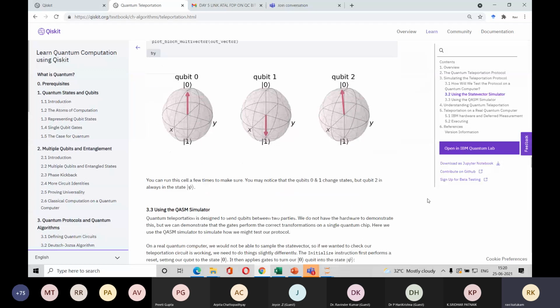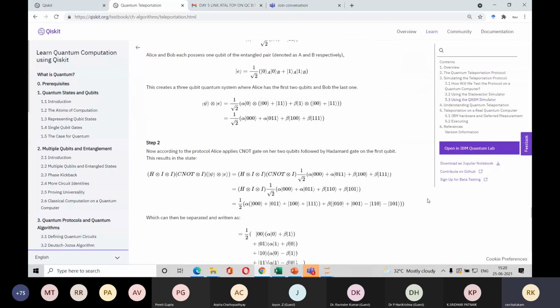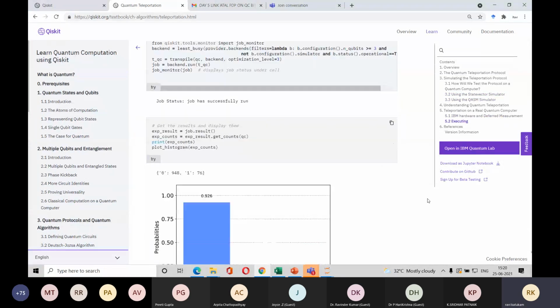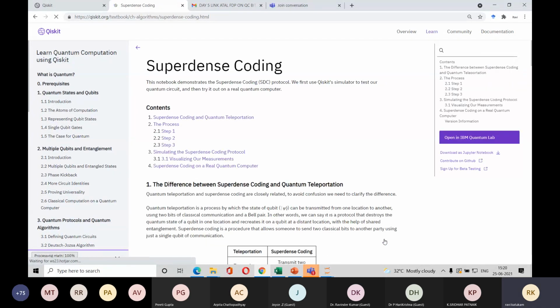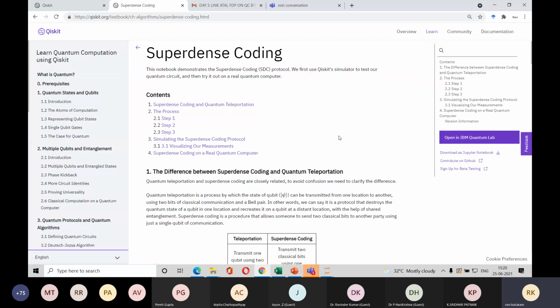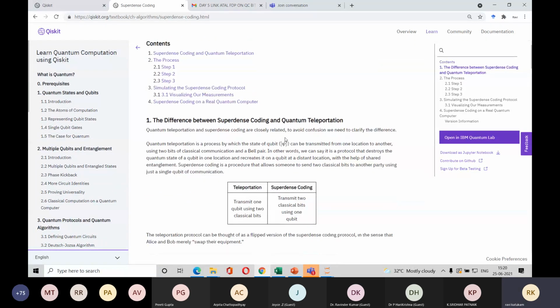So then the next concept that is important, maybe, is super dense coding. So what is super dense coding and teleportation? These two are closely related, and this is at a high level, more of a general knowledge thing. Teleportation will transmit 1 qubit of information using 2 classical bits, whereas super dense coding transmits 2 classical bits using 1 qubit. That's what super dense coding is.